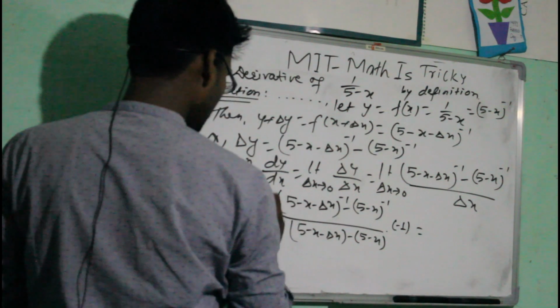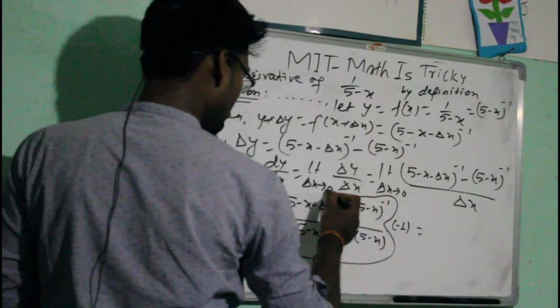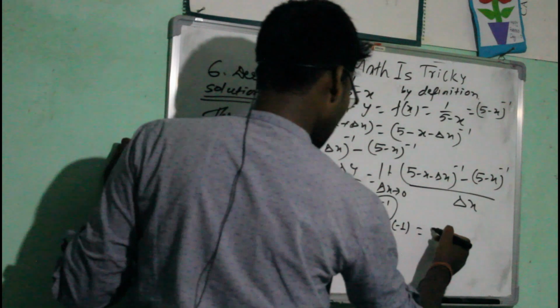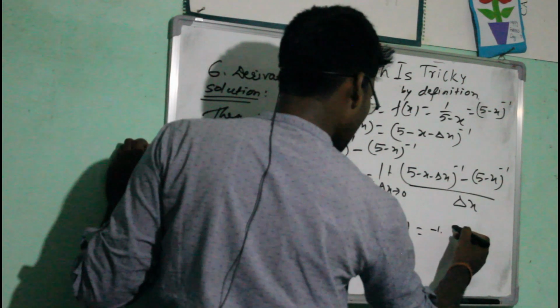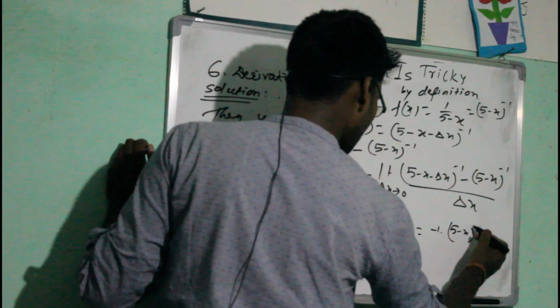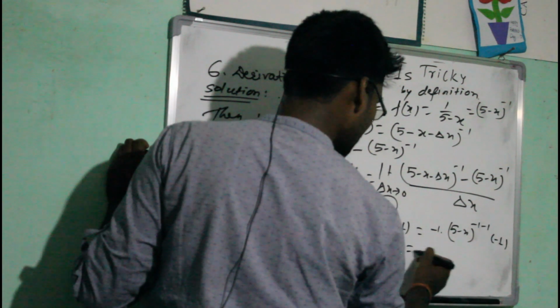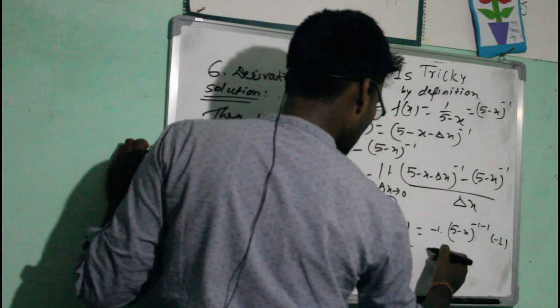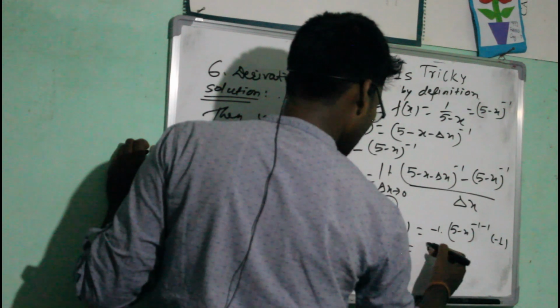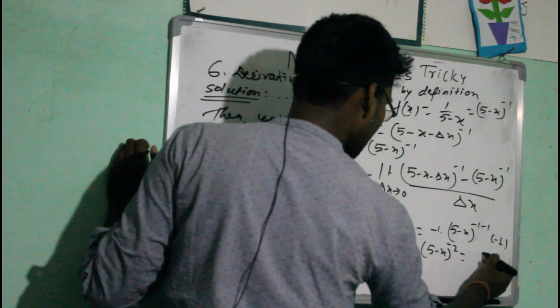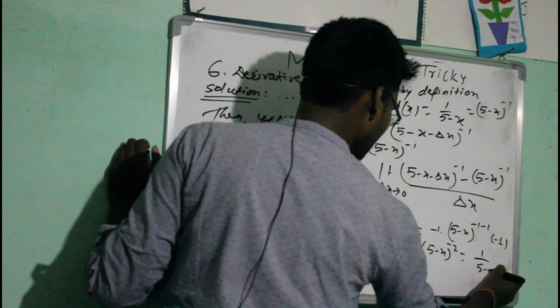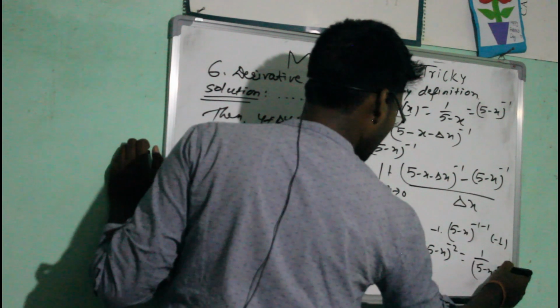So for this we have one formula. We can write this as minus 1 times (5 minus x) to the power minus 1 into minus 1, so it is simply plus (5 minus x) to the power minus 2, that is here 1 by (5 minus x) squared.